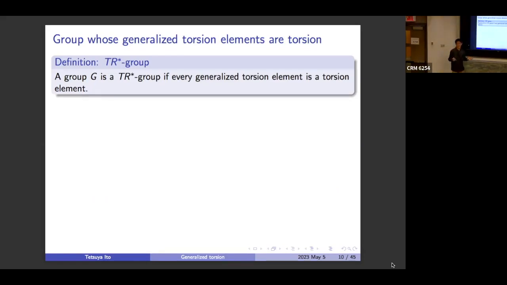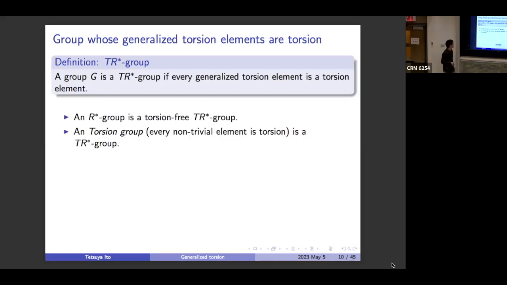I said that a generalized torsion element is a generalization of a torsion element. But let us call the group a TR star group if such a generalization is meaningless. Of course, I think that it is a natural class of groups. Let us try to think of which groups are TR star groups. Of course, a torsion-free group is a TR star group.